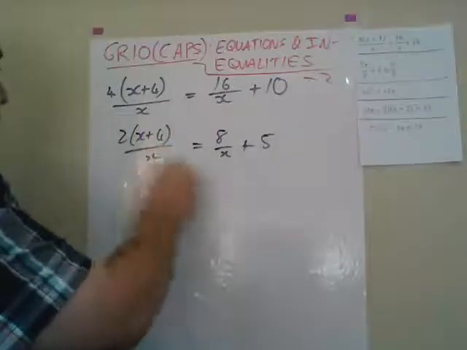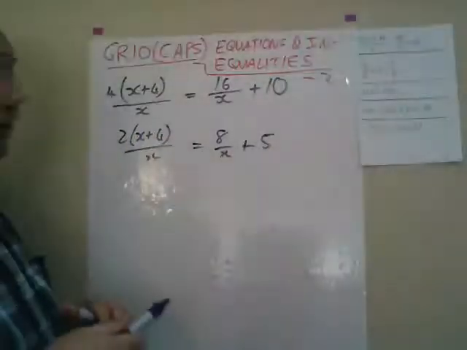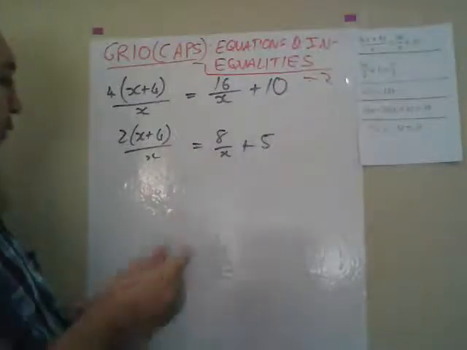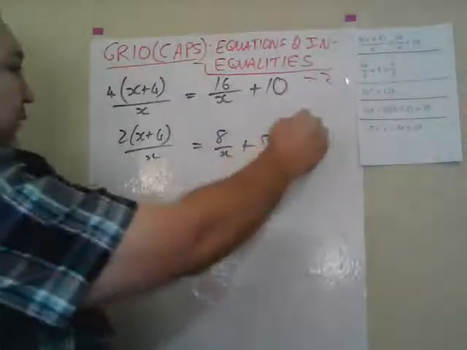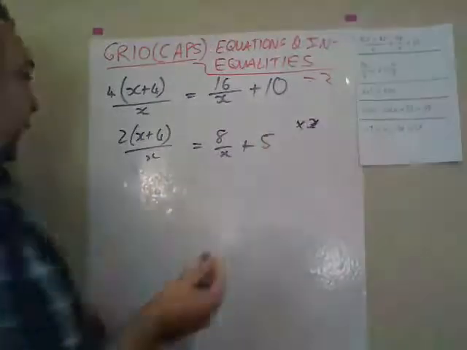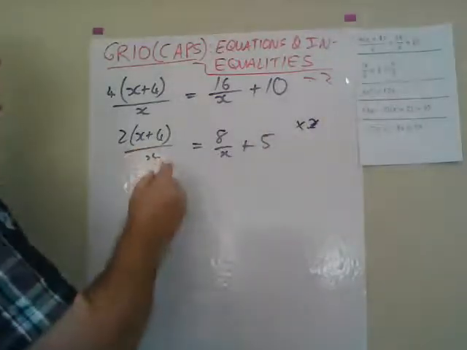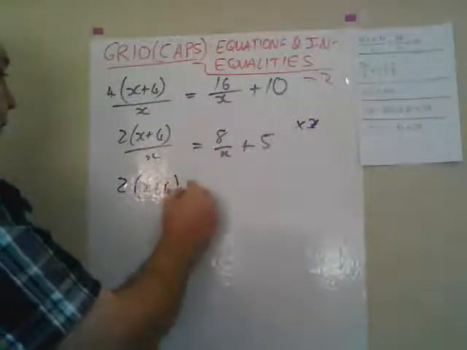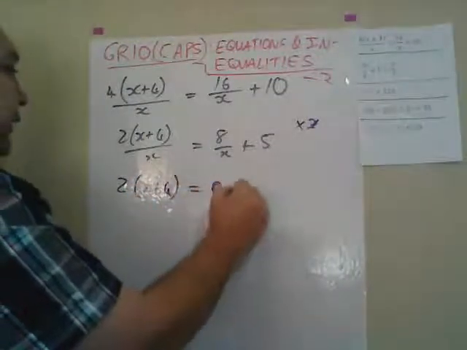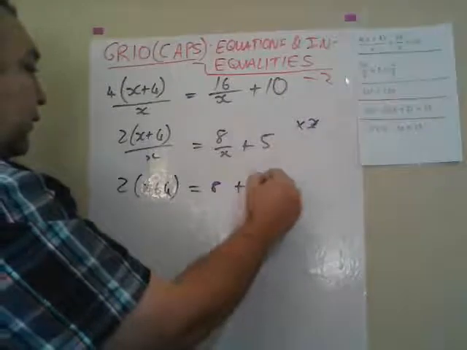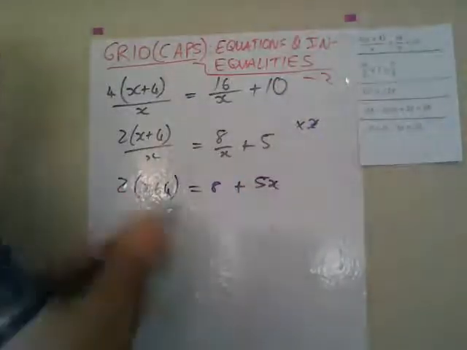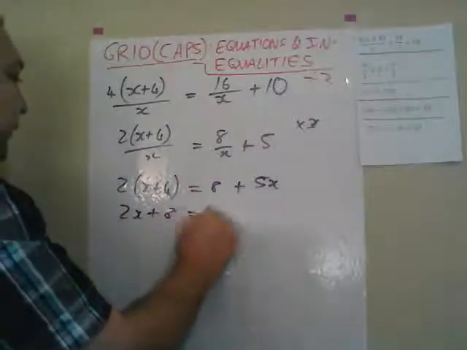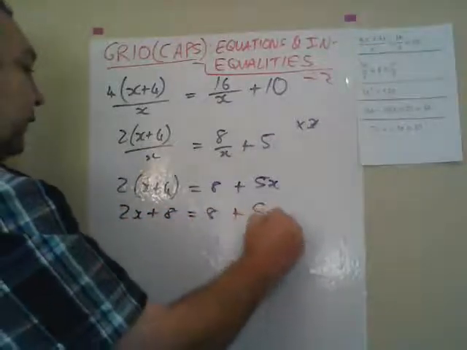So this will then say, okay, look at the denominators, and x is the lowest common multiple, so I'm going to multiply right through by x. So that gives us 2 times (x plus 4) is equal to 8 plus 5x. We can multiply the bracket out, so 2x plus 8 is equal to 8 plus 5x.